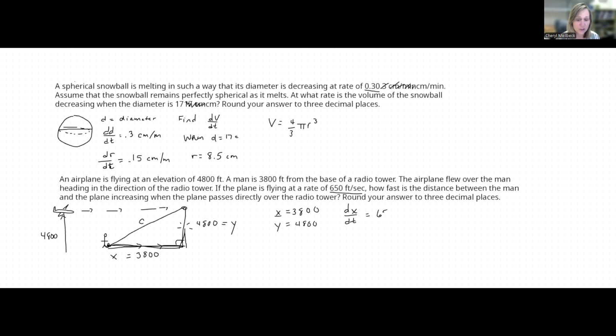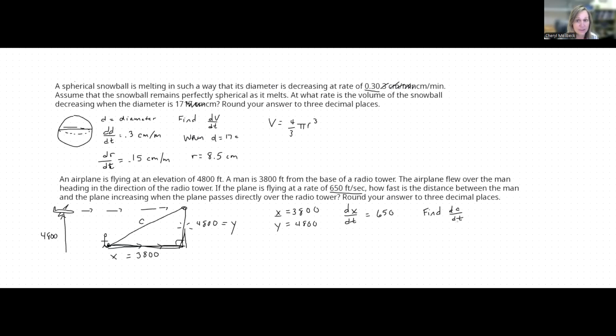Then you're going to use a relationship relating these variables to find C and to find the rate of change. It says, how fast is the distance between the man and the plane increasing when the plane passes directly over the tower? So you want to find how fast C is increasing. Since that's a rate, we're going to call it dc/dt.